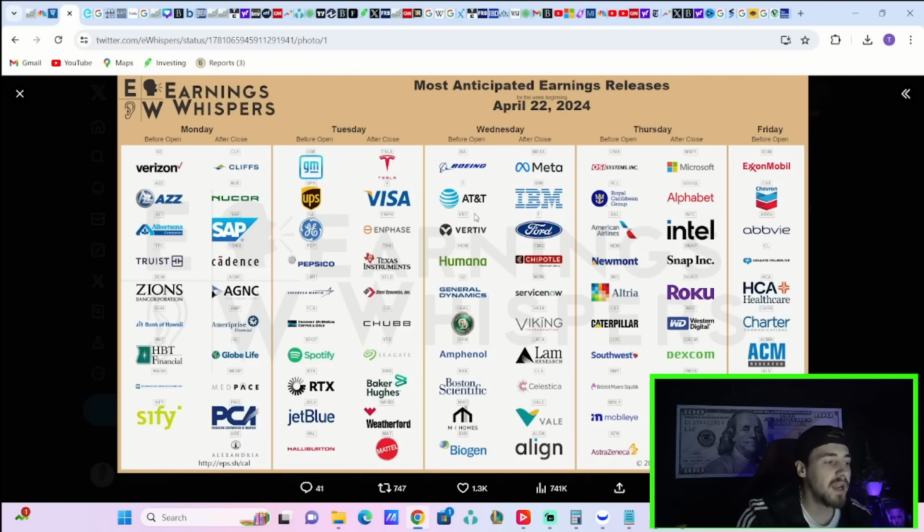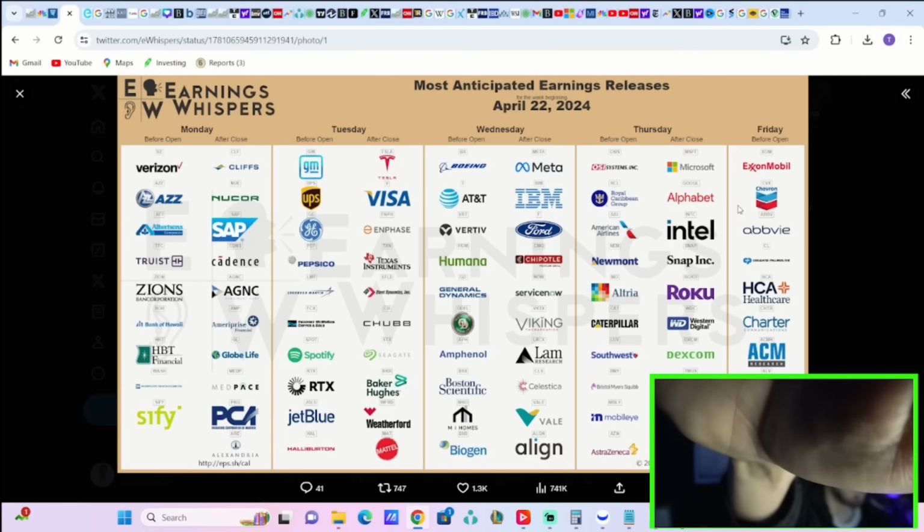We do have other earnings today and after hours from Visa, Enphase, Texas Instruments, Steel Dynamics, Chubb, Seagate, Baker Hughes, Weatherford, and Mattel. Tomorrow pre-market, you have Boeing, AT&T, Vertiv, Humana, General Dynamics, Boston Scientific, and Biogen. Wednesday after hours, you have Meta, IBM, Ford, Chipotle, ServiceNow, Viking Therapeutics, Lam Research, Vail, and Align. And then on Thursday, that's your big day. In pre-market, you have Royal Caribbean, American Airlines, Newmont, Altria, Caterpillar, Southwest, Bristol Myers, Mobileye, and AstraZeneca. After hours, that's your big moment for this earnings season. You have Microsoft and Alphabet reporting earnings, as well as Intel and Snapchat and Roku.